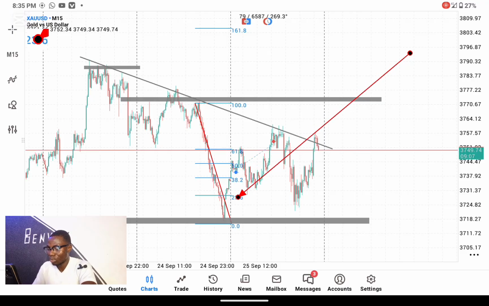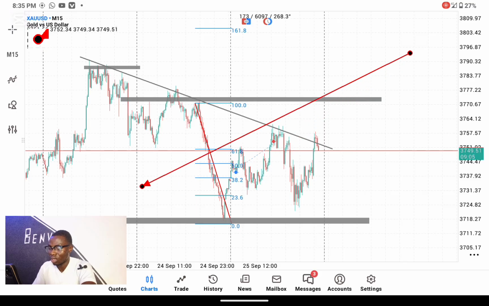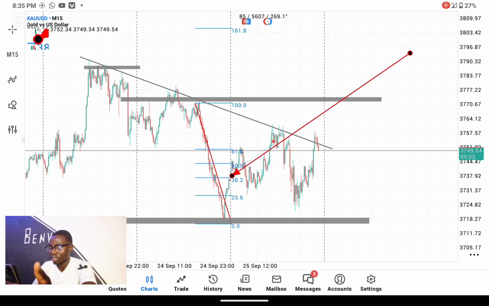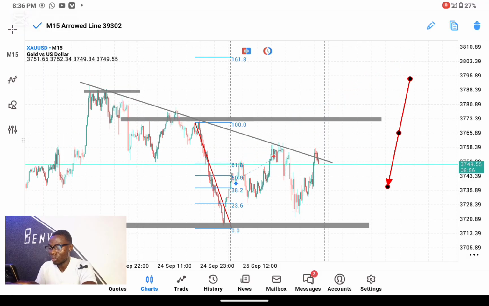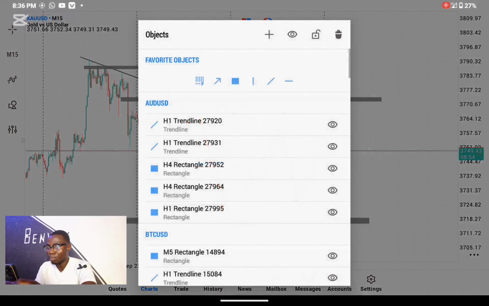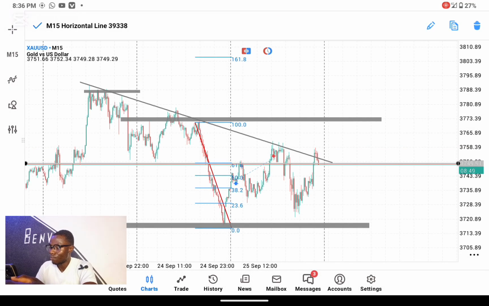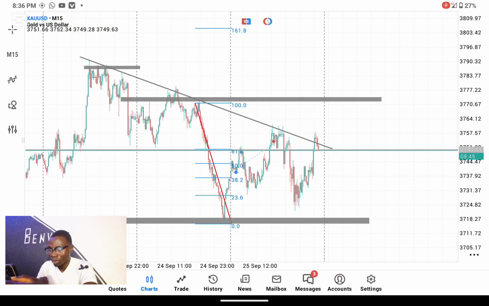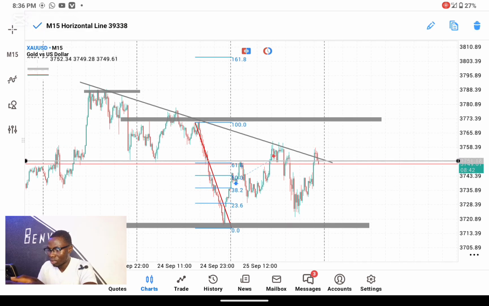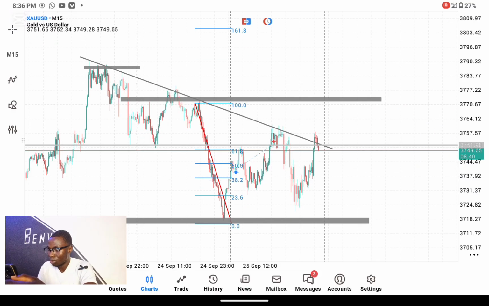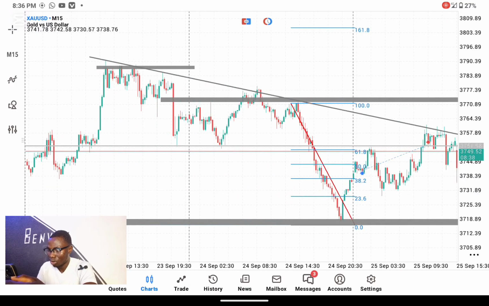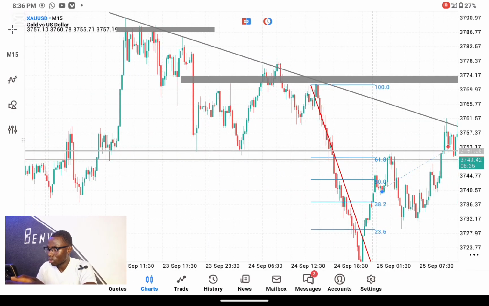You understand? As it's coming up, why? Because there is no valid resistance at this place. But at the 61% level, look at a valid support become resistance at that place. Then push it up small so that all is at the same zone. You get? All is at the same zone at this place.